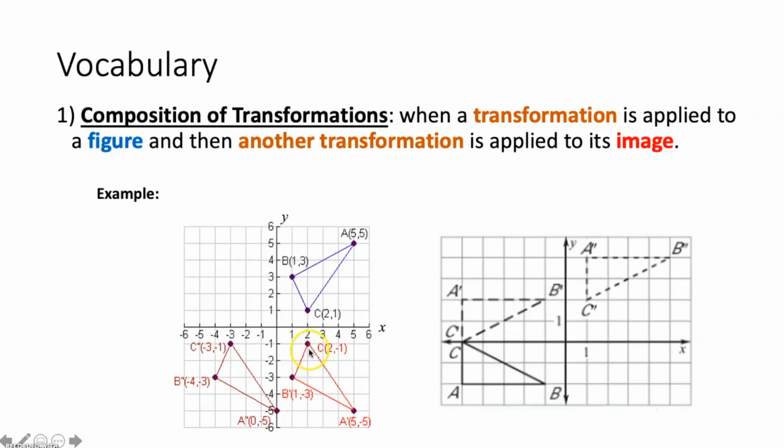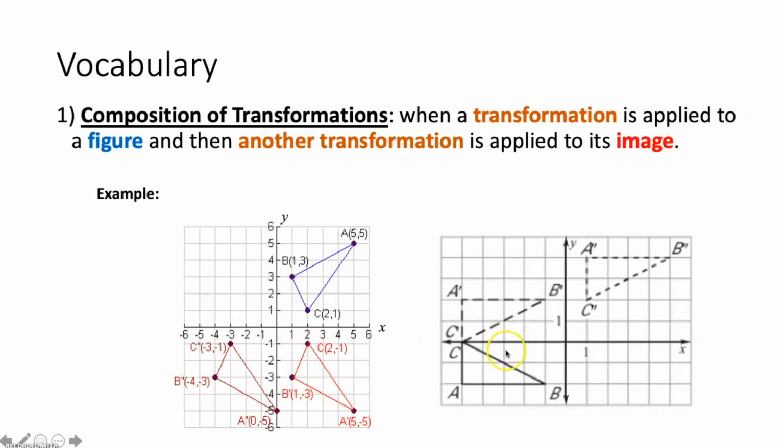We're going to translate it to the left 1, 2, 3, 4, 5 units. So we translate each point to the left 5 units, and you end up with the image of our image, which now we call triangle A double prime, B double prime, C double prime. Notice that instead of being A prime, it's A double prime to let you know that 2 transformations have happened to point A. 2 transformations have happened to point B. 2 transformations have happened to point C.